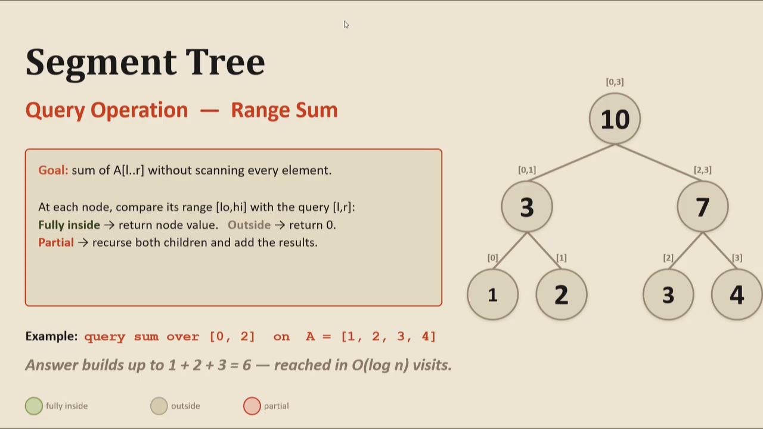At any node during the traversal, there are exactly 3 possible situations. Either the node's range is fully inside the query range, in which case we return the node's stored sum immediately and stop, or the node's range is completely outside the query range, in which case it contributes nothing, so we return 0, or there is a partial overlap, in which case we split. We recurse into both children and add their results together. That's the entire logic. Let's walk through a concrete example to see how it plays out.